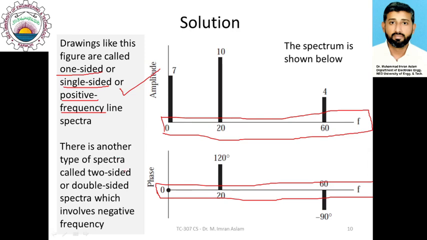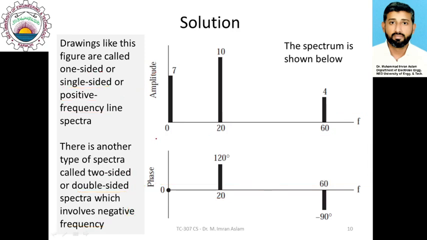There is another type of spectrum that we will be discussing later in this week, which is named a two-sided or double-sided spectrum. What is a two-sided spectrum? It actually involves some negative frequencies. At this point I just want to mention that we have another type of spectrum that involves negative frequency. How we plot that we will be discussing later in this week. Okay, so this concludes our discussion of how we can draw a single-sided line spectrum for a periodic function, and how we can represent a signal in the frequency domain.